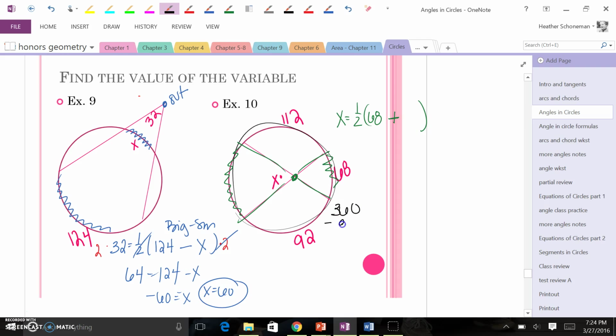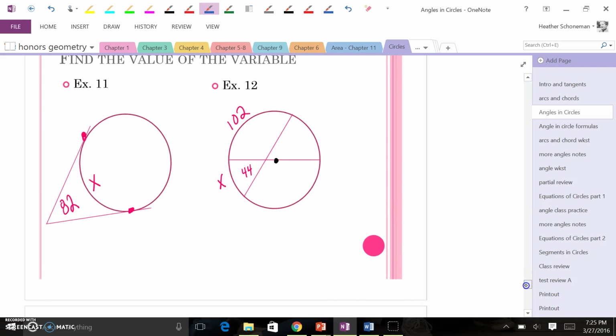So 360 minus 92 minus 68 minus 112 gives us 88. So this is 88. So here's 88. So simplify. 1/2, 68 plus 88 is 156. Half of 156 is 78. So we get 78.